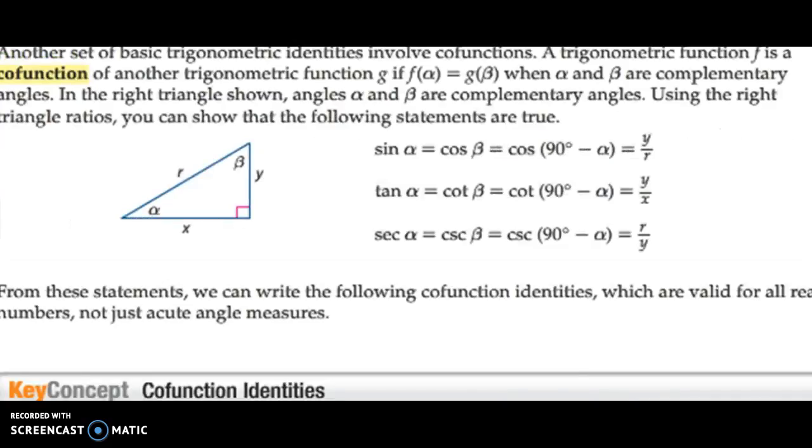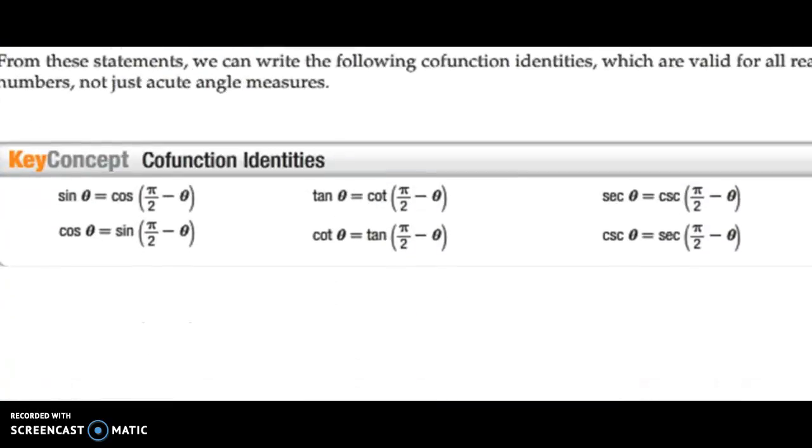Okay, so the last thing we're going to talk about is cofunction. A cofunction is when you have identities that are similar and can be represented as other trig identities and can be moved apart from each other. So remember, sine of theta is the same as cosine of pi over 2 minus theta. And so all of these show up and can help us later on to solve certain identities.